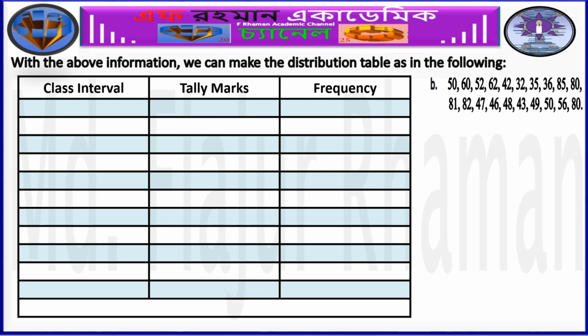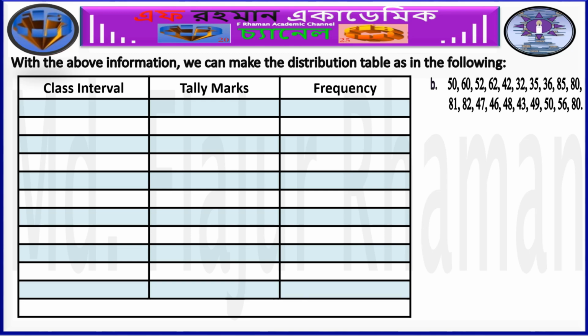We have written class interval, tally marks, and frequency in the first row, and we will write the total in the last row. Since the total number of classes is 11, so the total number of rows will be 11 plus 2 is equal to 13, and the total number of columns will be 3 for 3 items: class interval, tally marks, and frequency. That's why we have drawn a table consisting of 13 rows and 3 columns.